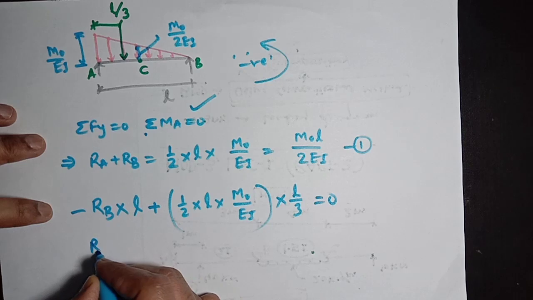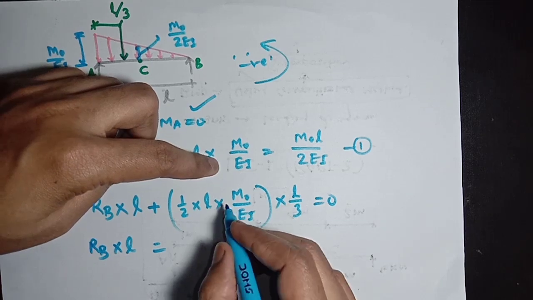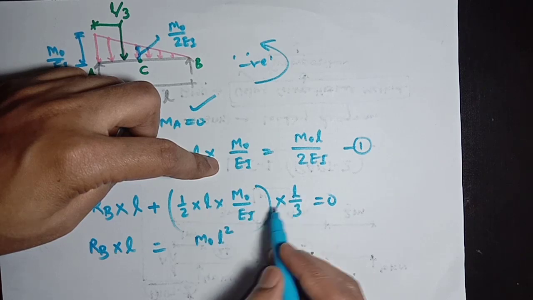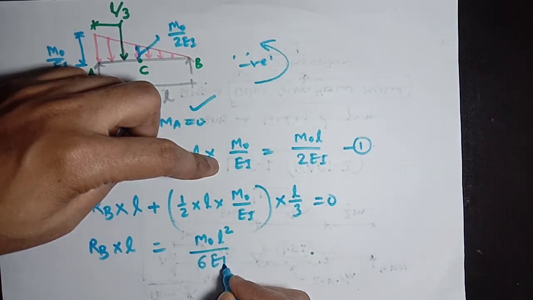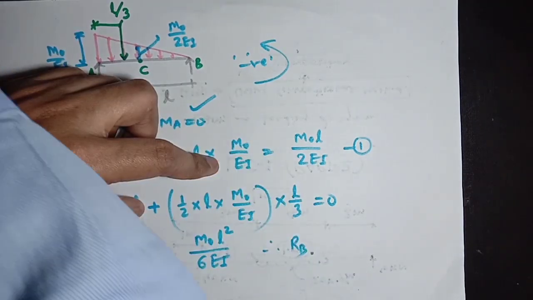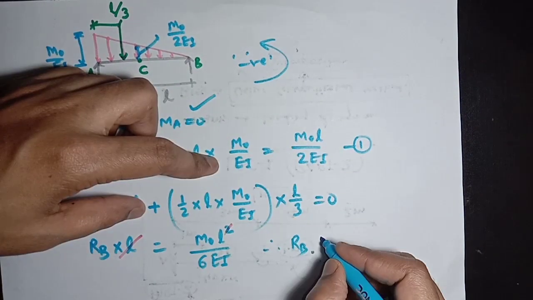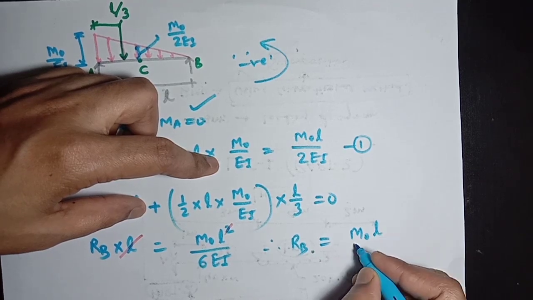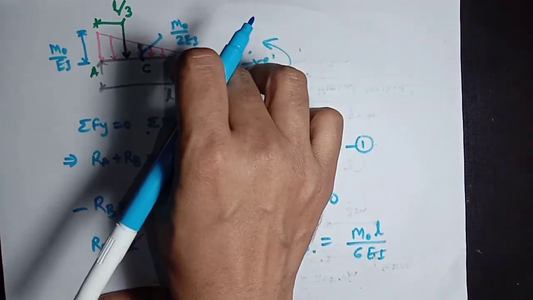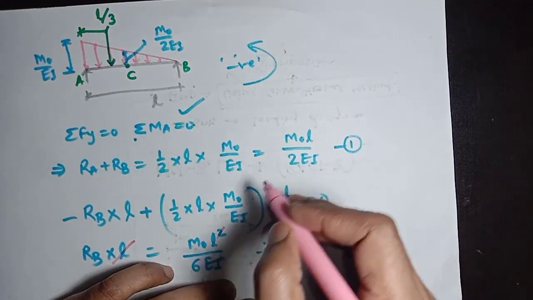So Rb into L will be M0 L square divided by 6 EI. Therefore Rb will be, here L will be cancelled, M0 L divided by 6 EI. This is the reactive force at point B, reaction Rb, as per the equation 1.